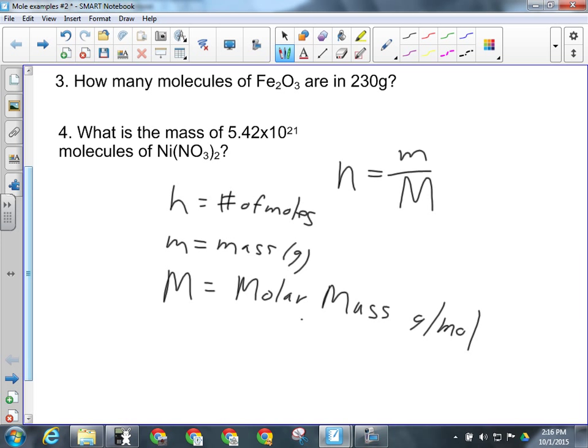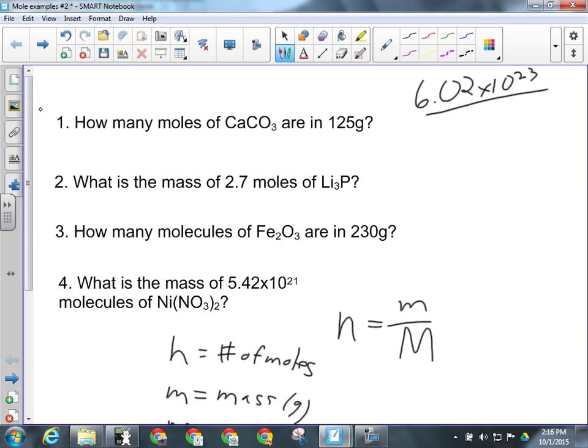Okay. When do we use Avogadro's number? When they talk about molecules. If the question gives you the number of molecules, or the question asks for the number of molecules, then you will have to use Avogadro's number. You won't use it in any other situation. The reason we use Avogadro's number is either to get the number of molecules, or if given the number of molecules, to find the number of moles, okay?